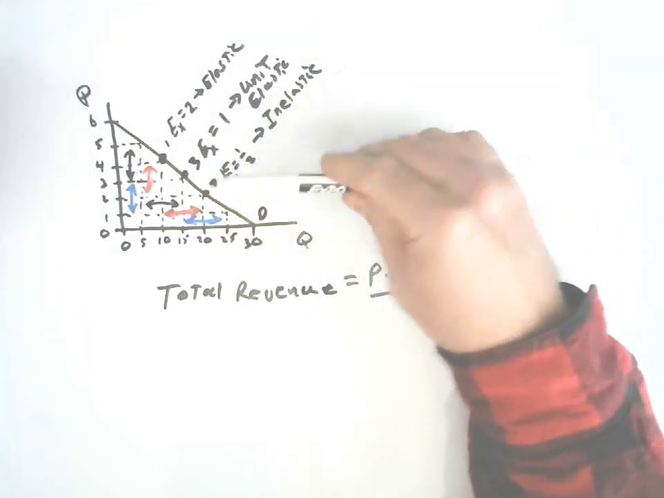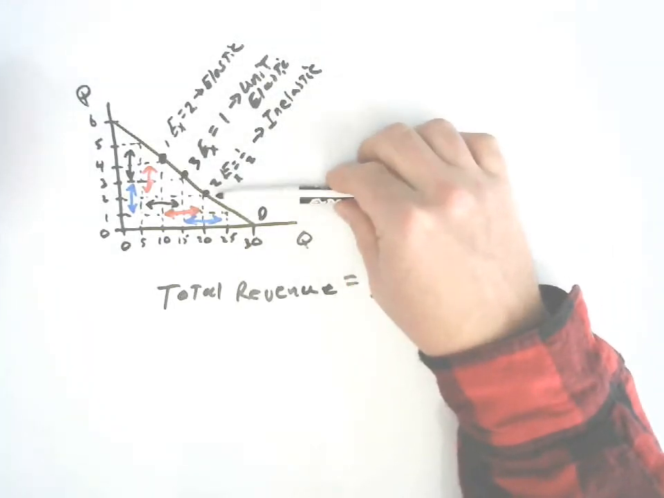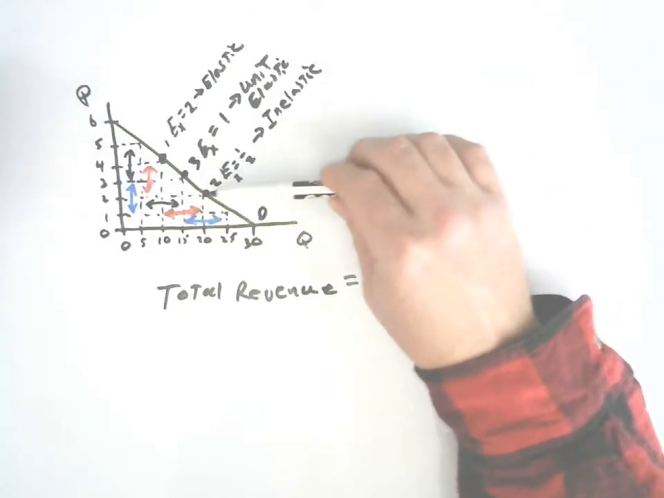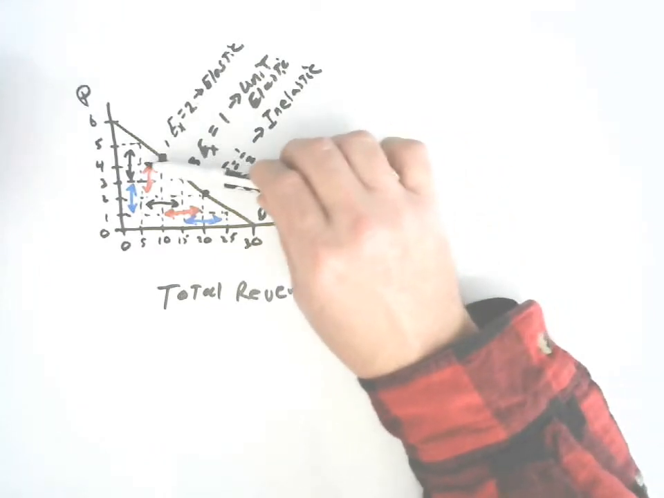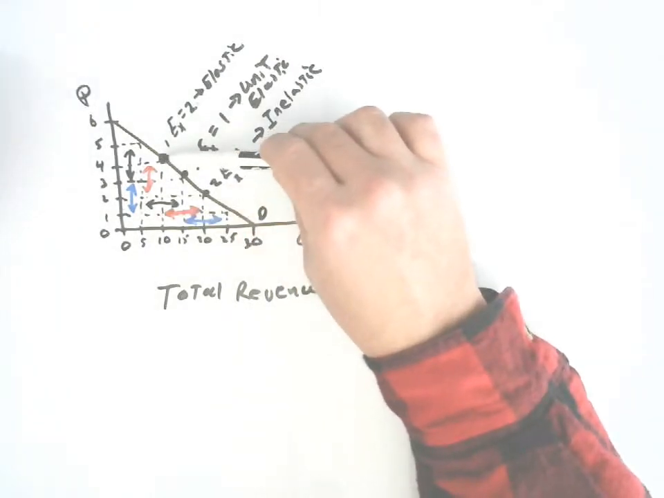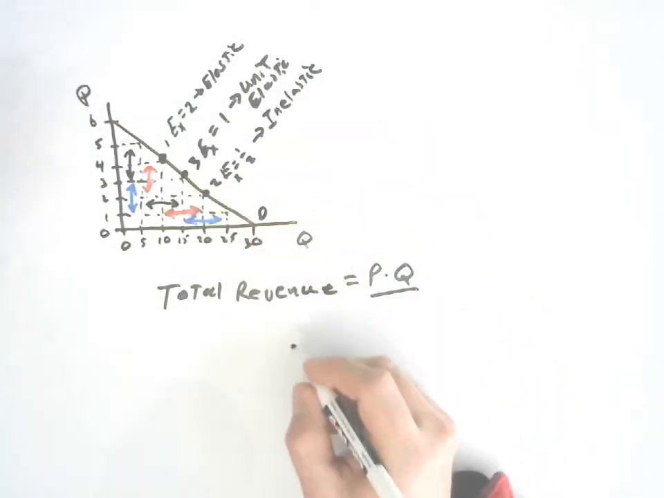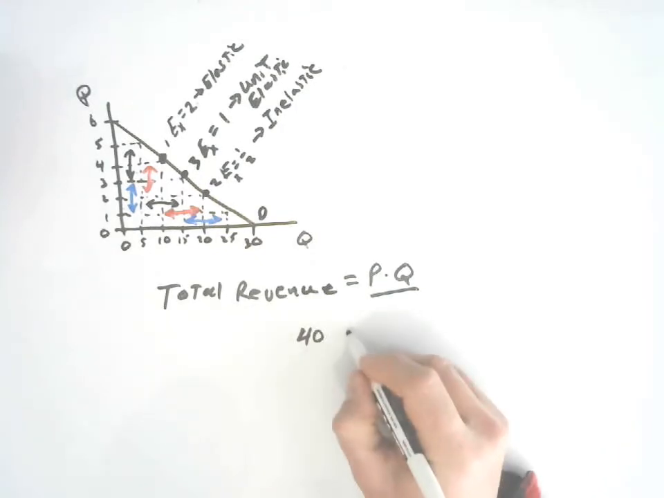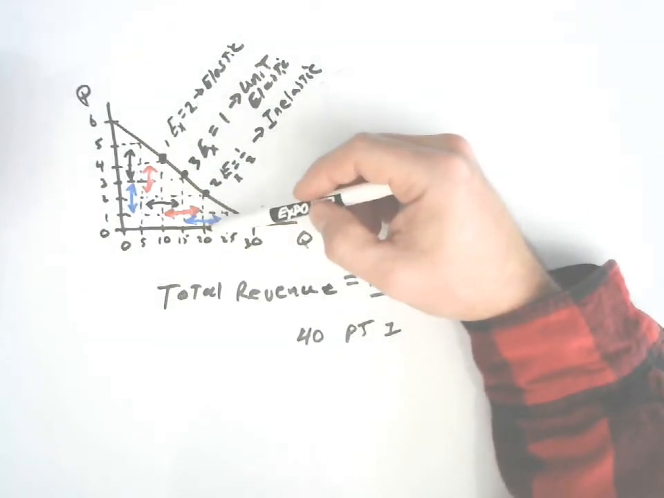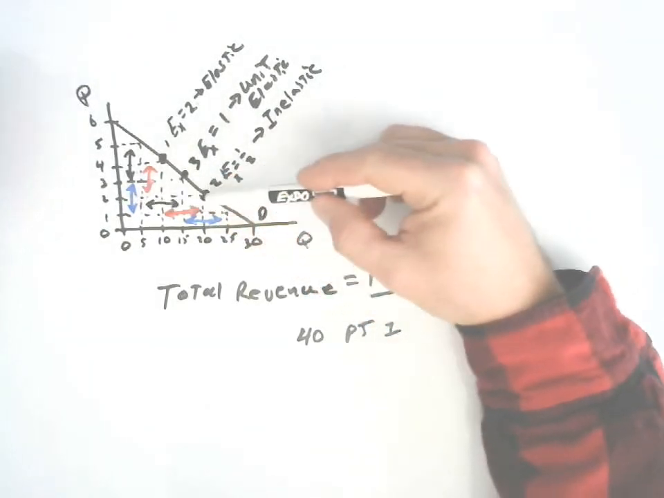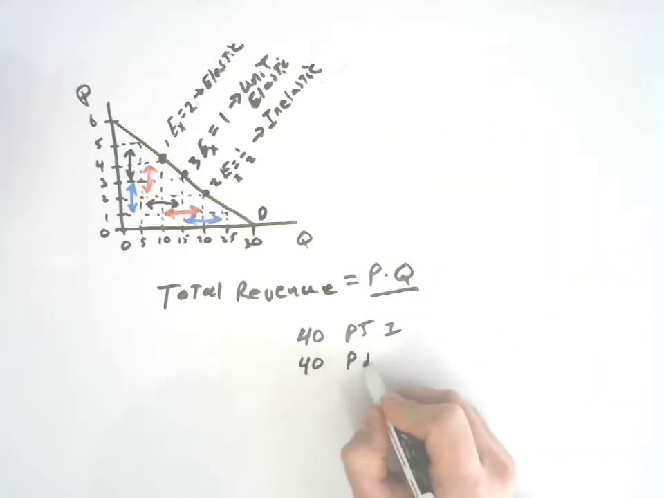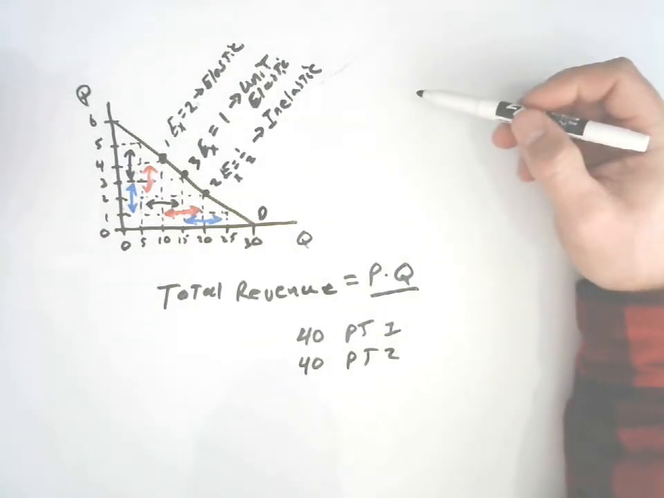Well, if we look at this graph, if we start calculating revenues, P times Q, at different locations, let's just take points 1, 2, and 3. At point 1, total revenue is a price of 4 times a quantity sold of 10, which is 40. Total revenue at point 2 is at a price of 2, quantity sold would be 20. So again, at point 2, revenue would be 40.